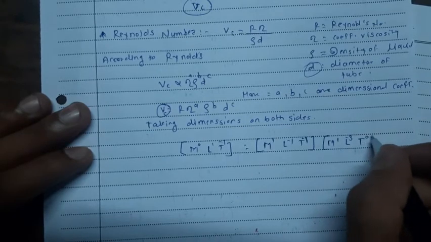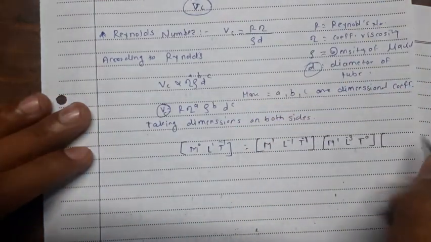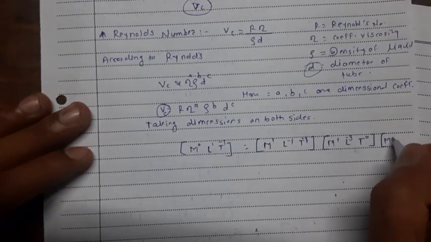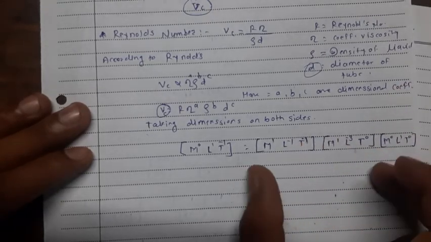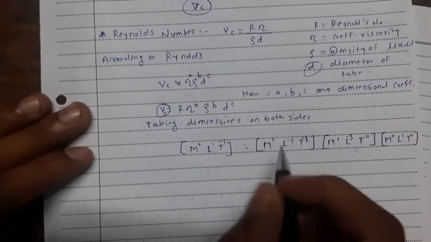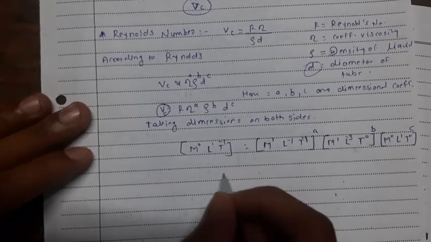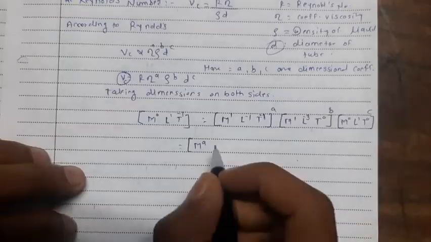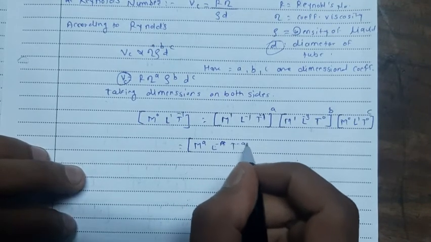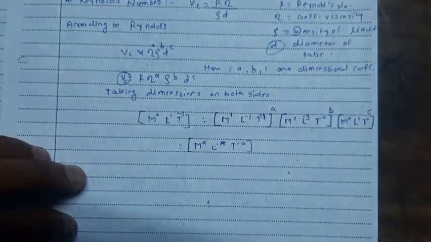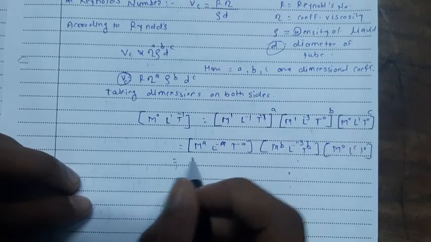Now for these quantities, the dimensional coefficients are A, B and C. Now we just have to apply the simple laws of indices, which gives M raised to A, L raised to minus A, T raised to minus A. So this is for the first bracket. Similarly, we simplify the second bracket: M raised to B, L raised to minus 3B and T raised to 0. For the third bracket, we can write M raised to 0, L raised to C and T raised to 0.